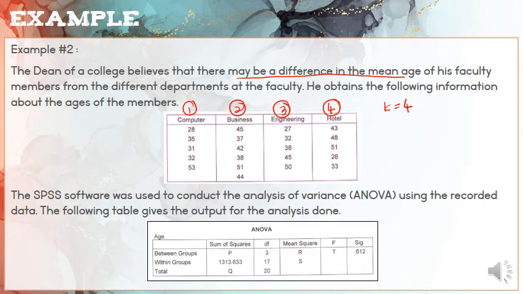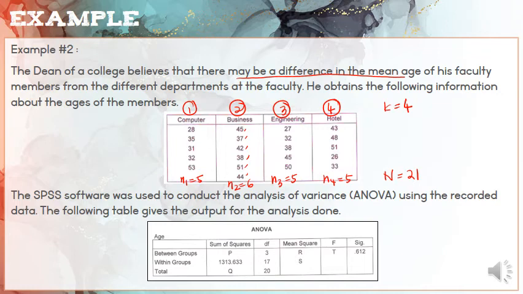And for the first group, we have N1 equals 5, N2 is 6. 1, 2, 3, 4, 5, 6. Okay, samples. N3, 5 samples. N4, 5 samples. So, you have a total of 21 observations. That will be your capital N.